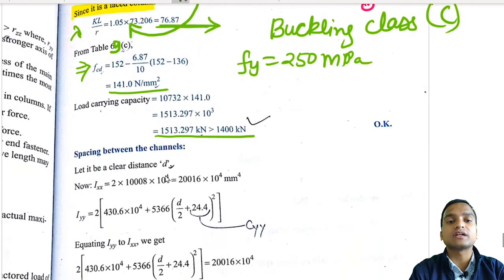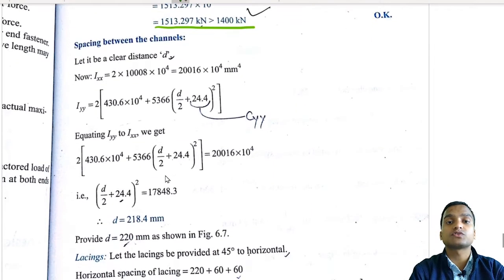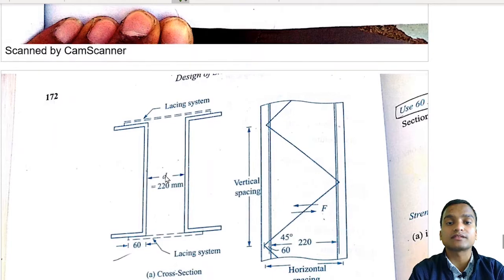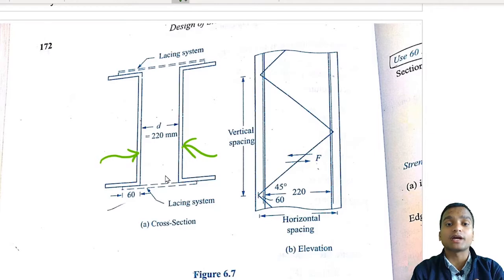Now we have to decide what should be the spacing between the channels. Well, channels are kept back to back like this. Okay, now in this diagram you can see this is my main member. This is one channel section and this is another channel section. Both are kept back to back. Now what should be the distance between these two channel sections?